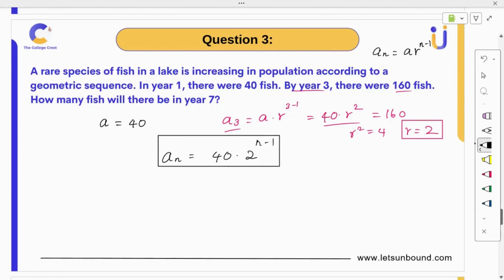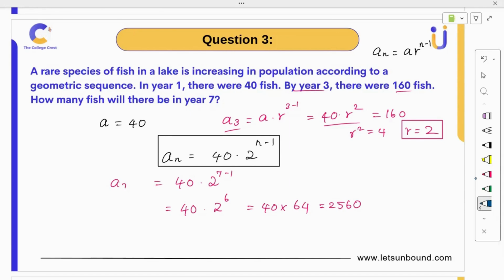How many fish will there be in year 7? So what is your A7 is the question. Okay, so A7 equal to 40 times 2 power 7 minus 1. And 40 times 2 power 6. I think 2 power 6 is 64. And when you multiply, let me check it quick. 40 times 64 will give you 2,560. Right? So there will be 2,560 fish in year 7.